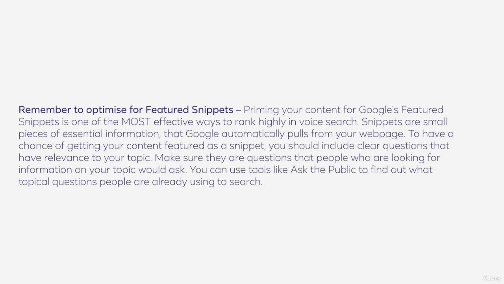Remember to optimize for featured snippets. Priming your content for Google's featured snippets is one of the most effective ways to rank highly in voice search. Snippets are small pieces of essential information that Google automatically pulls from your website. To have a chance of getting your content featured as a snippet, you should include clear questions that have relevance to your topic. Make sure there are questions that people who are looking for information on your topic would ask. You can also use tools like Ask the Public to find out what topical questions people are already using to search.